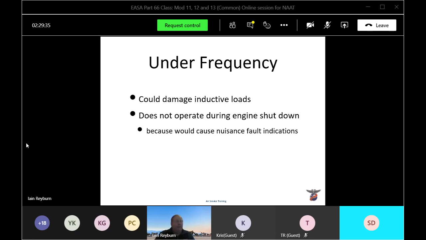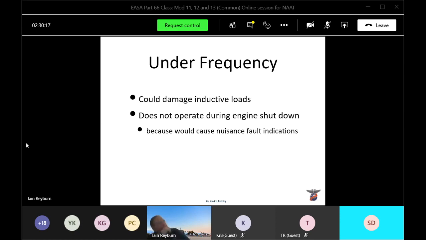Under frequency. If the generator's not producing high enough frequency, it says there we're going to damage inductive loads. If you remember back to module 3, inductive loads like low frequencies. So the lower the frequency, an inductive circuit will get more current, which will cause damage. So in an under frequency condition, what loads will be damaged? Inductive loads.